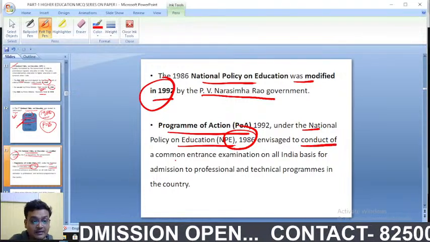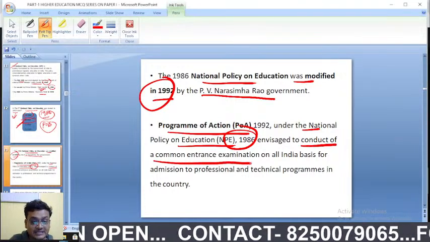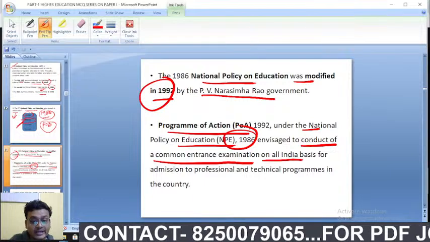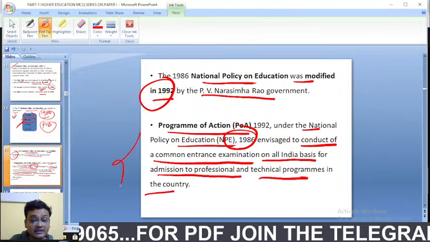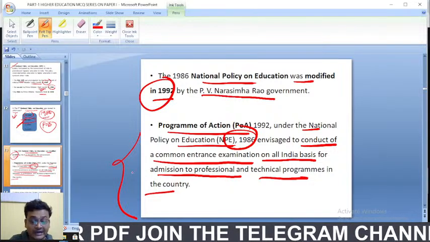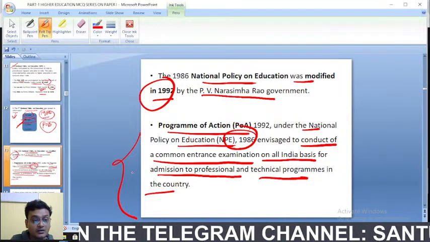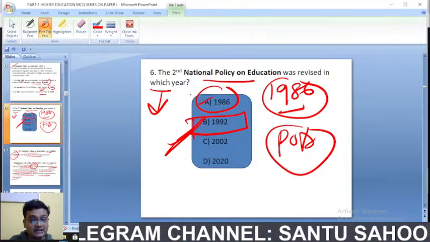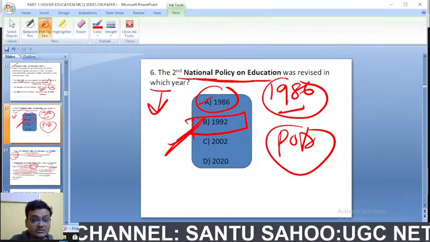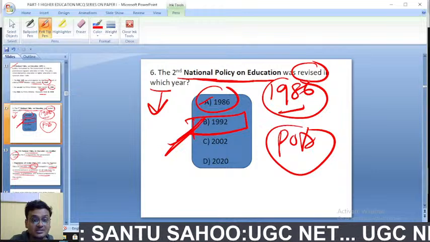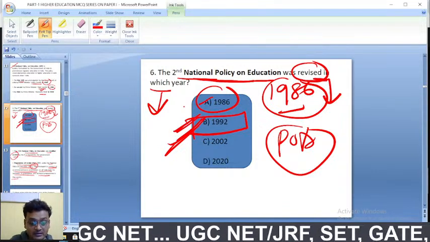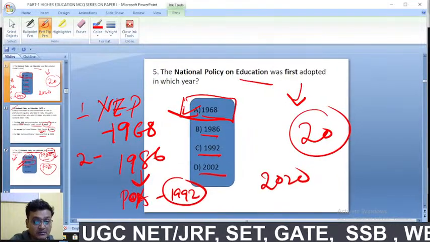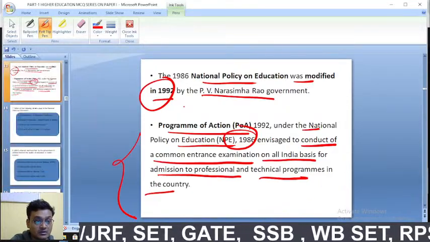It envisages the conduct of a common entrance exam on an all India basis for admission to professional and technical programs in the country. To conduct a common entrance exam. What was the question? The second National Policy on Education was revised in 1992. Just now we discussed the Program of Action 1986. Okay.